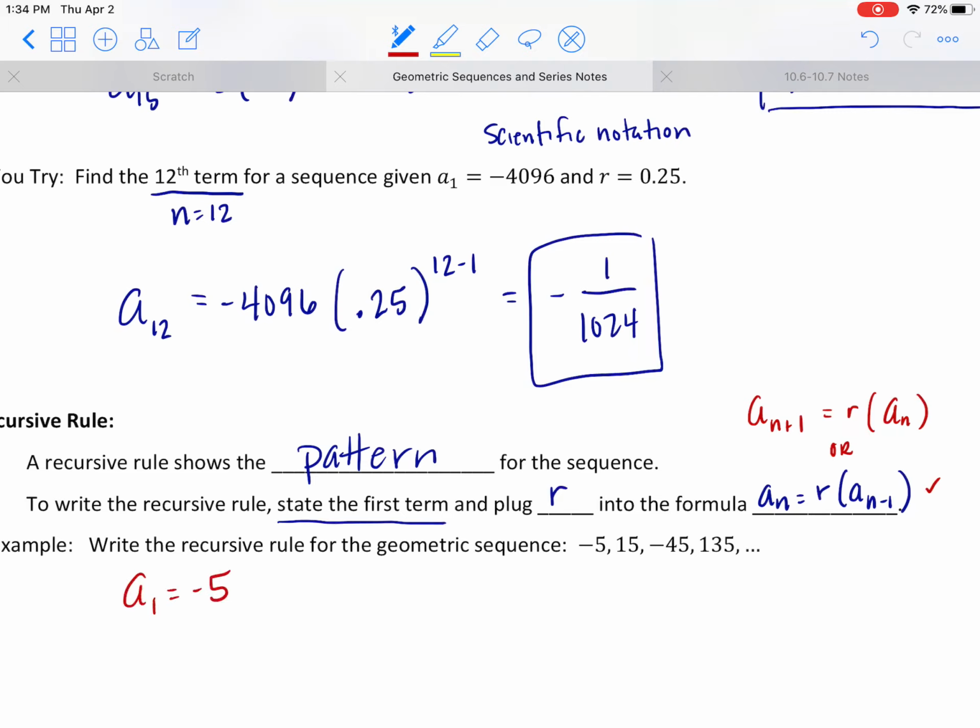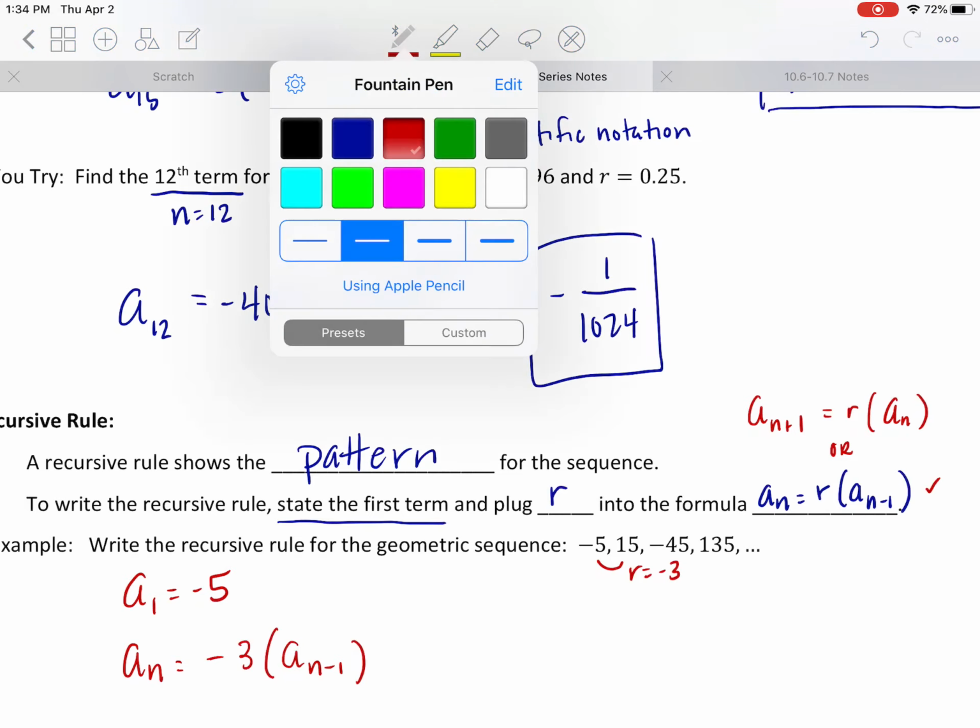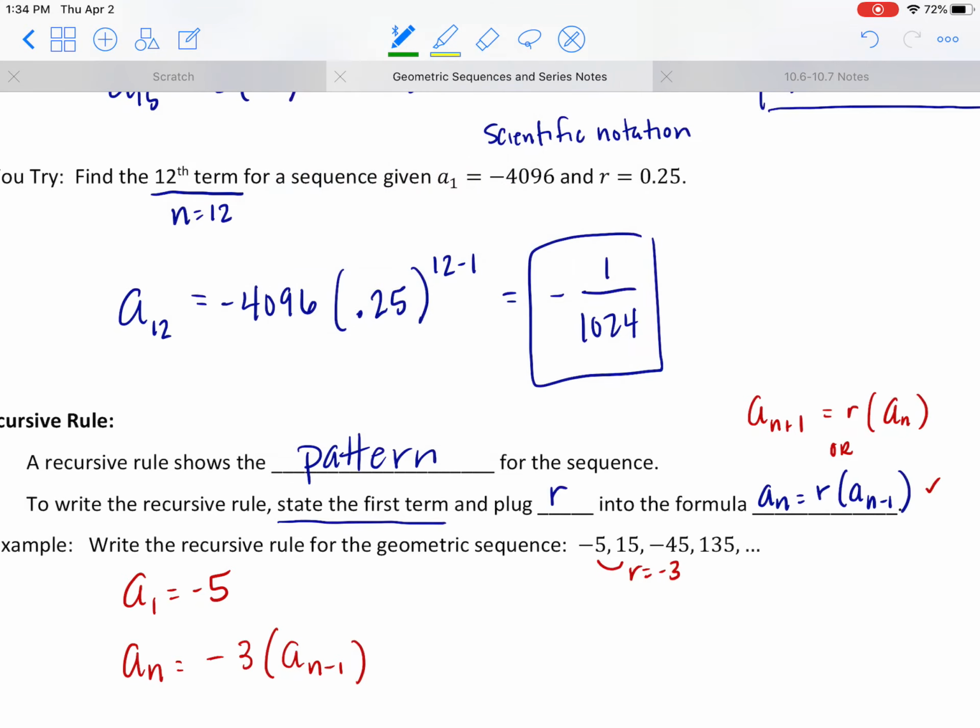Okay, so if we look at the example, this geometric sequence starts at -5. So we're going to say a sub 1 is -5. And the pattern here is, what are we multiplying by to get from -5 to 15? It's -3. So if we're multiplying by -3, let's say r equals -3. So we would say that any number on this list is -3 times the previous number. And that would be our recursive rule.